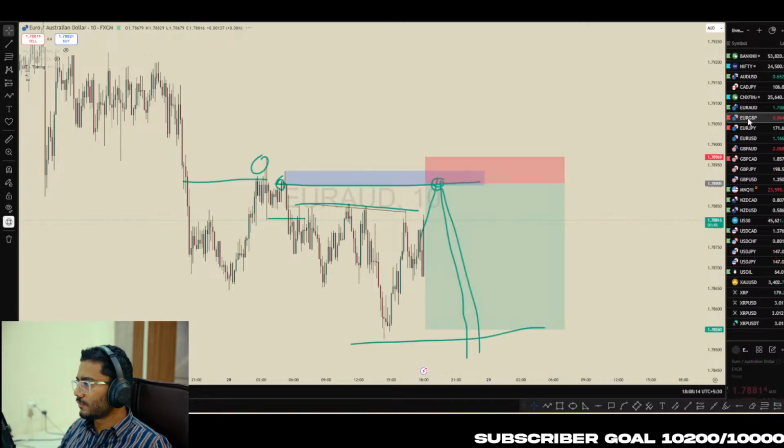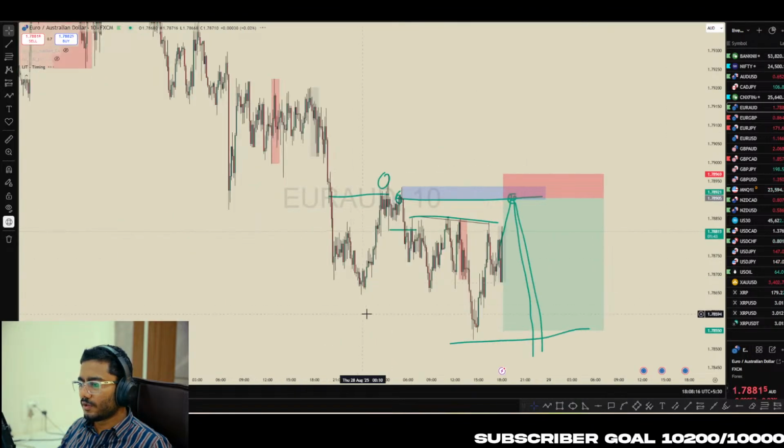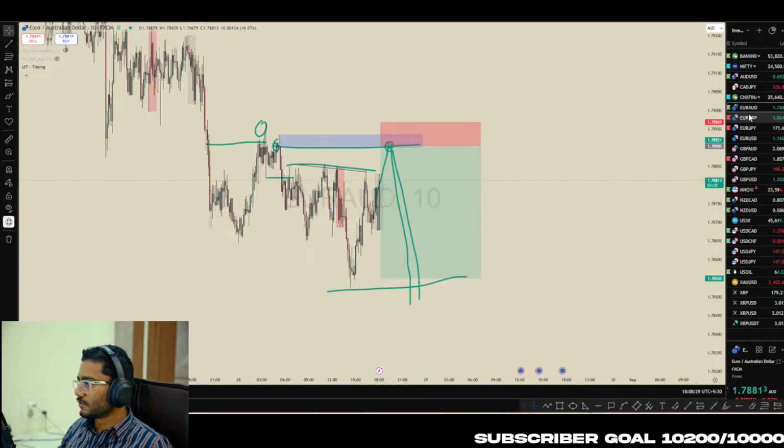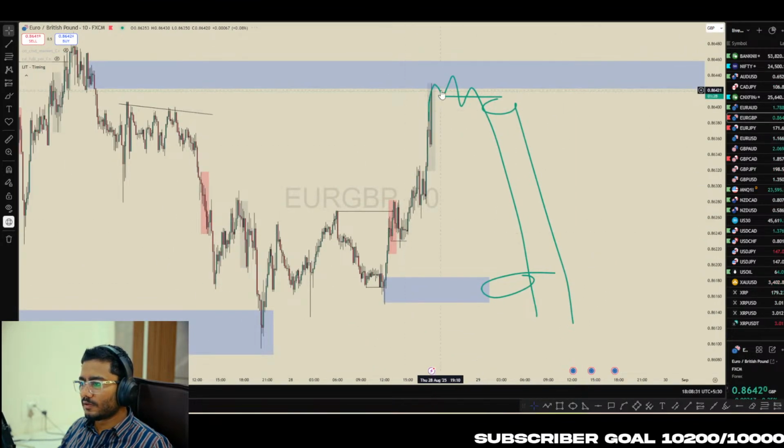There was one setup on Euro AUD. Okay, so this is a good setup. Price has induced the previous structure, and it's continuing creating trend line liquidity. So we can expect price to react from this. Euro GBP, same thing. Let's wait for price to create a CHoCH.